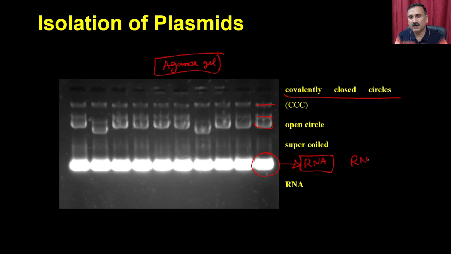Otherwise, what you can do is treat this whole reaction with RNase, and that is going to remove the RNA from the reactions. So this is all about the plasmid isolations.